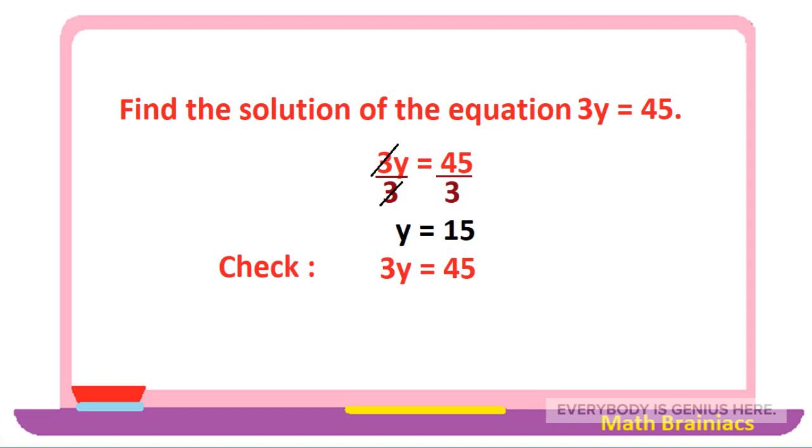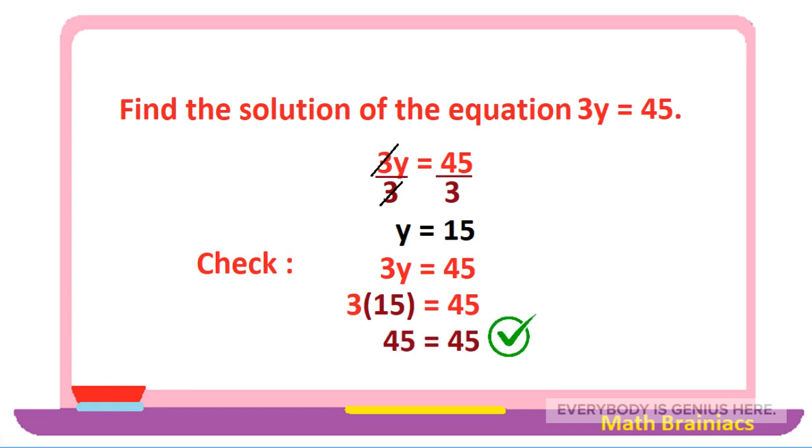Let us check if our solution is correct. We're going to rewrite the equation 3y is equal to 45. Then, substitute the value of y in the given equation. Therefore, it will give us 3 times 15 is equal to 45. On this account, we have come up with both sides of the equation that is equal to 45. Therefore, our solution is correct.